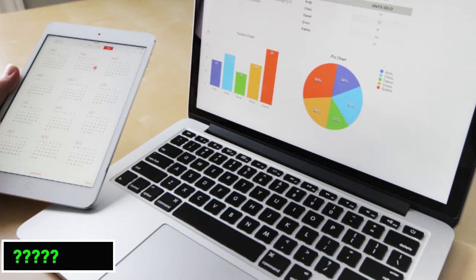Yeah, charts and graphs can be helpful. They can represent numbers in a simple image.